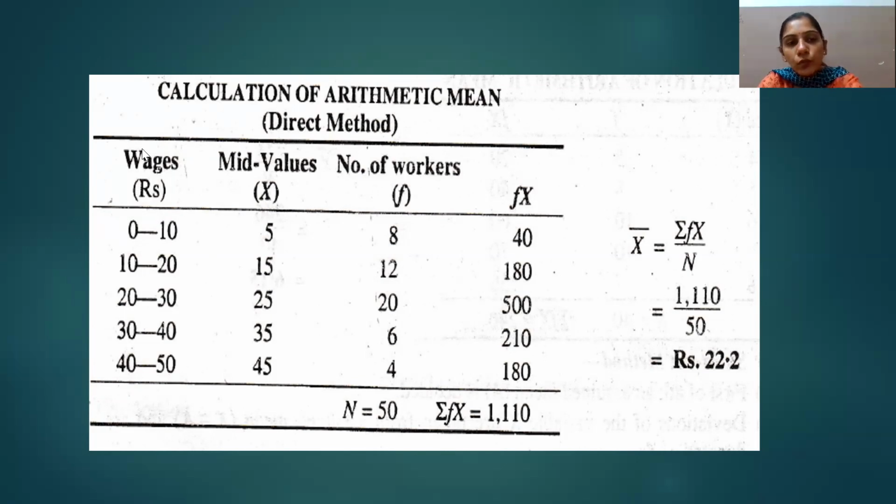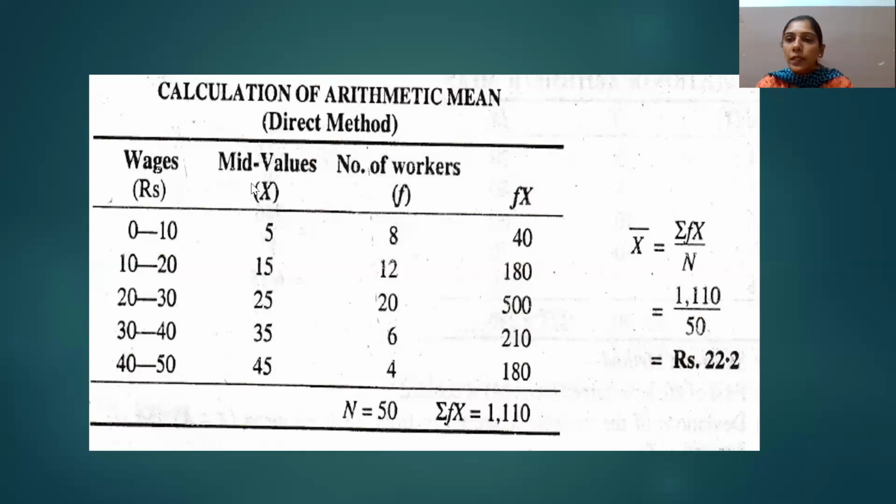So we have to apply this formula to the given class intervals. For the first one, 0 plus 10 divided by 2, the answer is 5. Similarly, 10 plus 20 divided by 2, 30 divided by 2 is 15. 20 plus 30 divided by 2 is 25. 30 plus 40 divided by 2 is 35. 40 plus 50 divided by 2 is 45. So this is how we can calculate the mid value, which is also denoted by x.